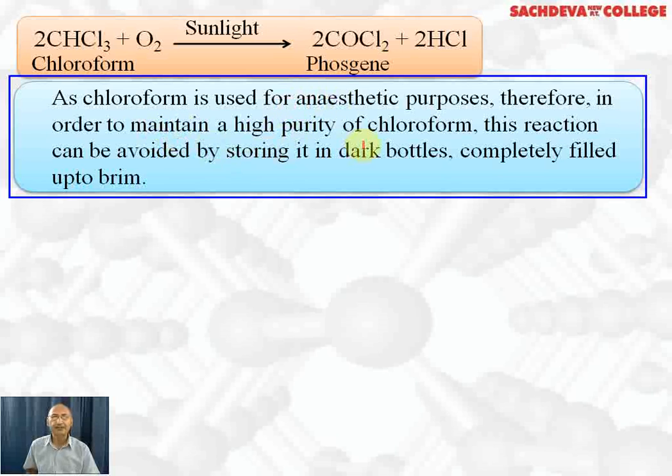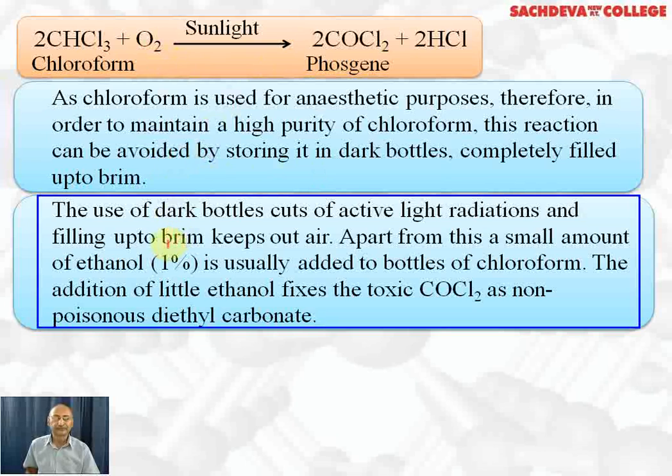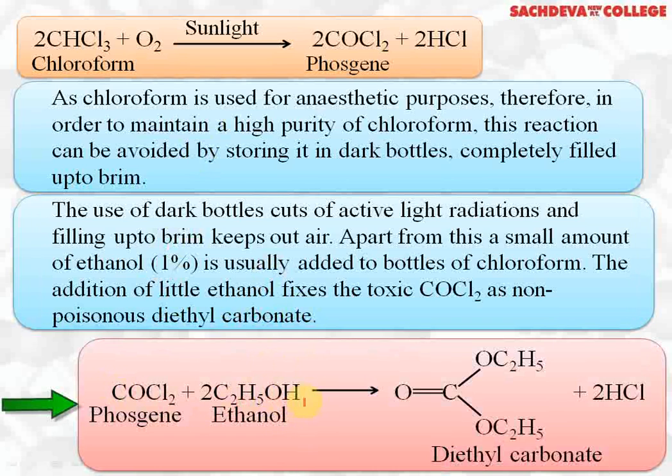But to maintain high purity, this reaction can be avoided by storing chloroform in dark bottles completely filled up to the brim, so that air is not present and is not able to oxidize chloroform to phosgene. The use of dark colored bottles cuts the ultraviolet light which converts chloroform to phosgene gas. Another way is to add 1% ethyl alcohol, which reacts with phosgene gas to form diethyl carbonate. Phosgene gas reacts with 2 moles of alcohol and forms diethyl carbonate, which is non-toxic and non-volatile. So we have converted a poisonous gas into a harmless substance.